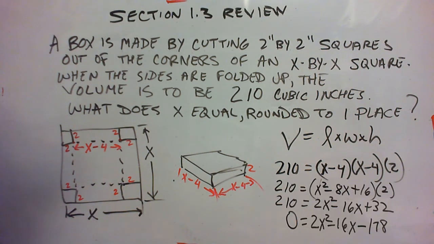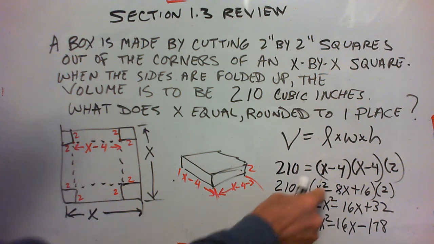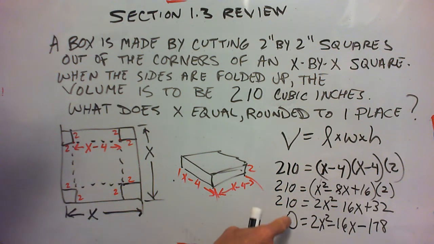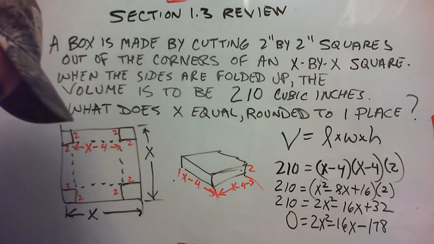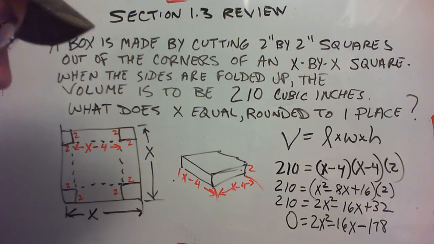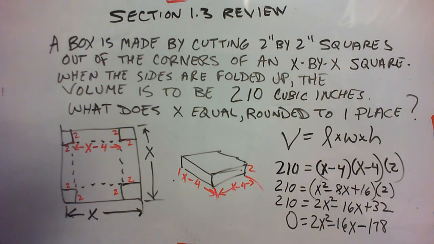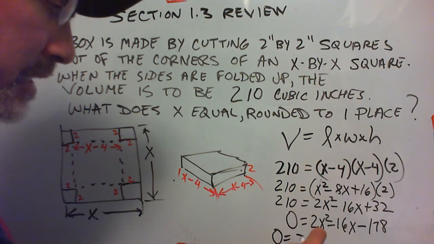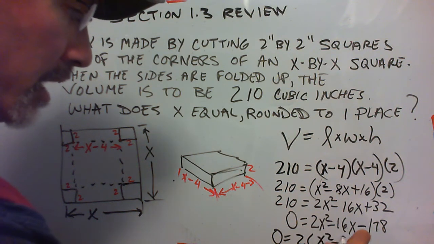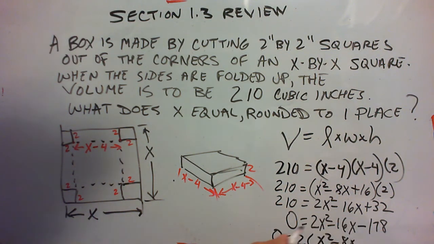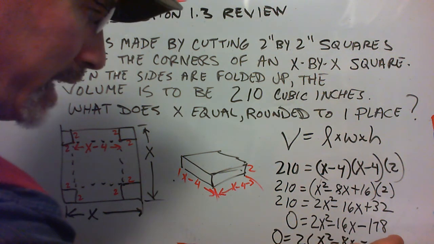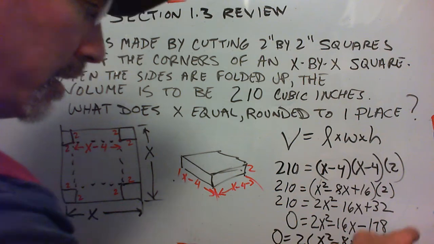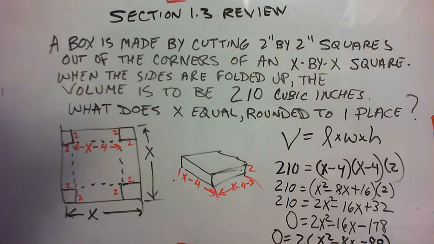So when you multiply all that stuff out, I multiplied the two x minus 4's together, then multiplied through by 2, and then subtracted 210 from both sides. I got 0 equals 2x squared minus 16x minus 178. Now we can solve that. Now what I would suggest, there's a common factor of 2, and you should always factor that common factor out first. And when you do that, you get 0 equals 2 times x squared minus 8x minus 89.